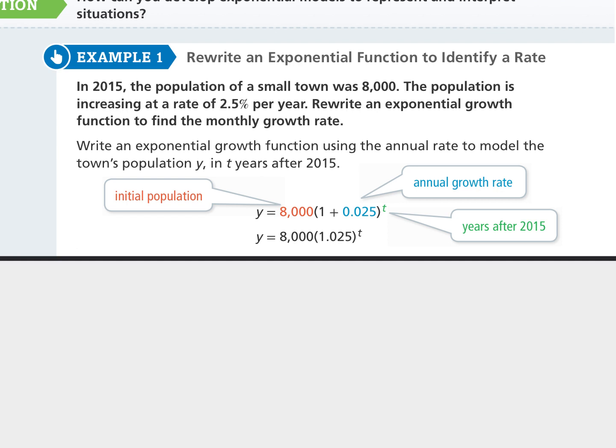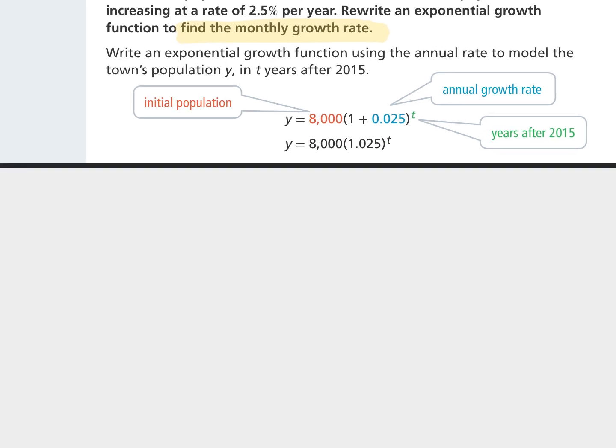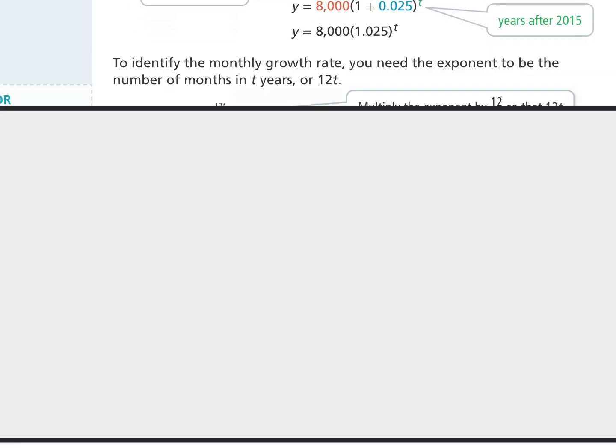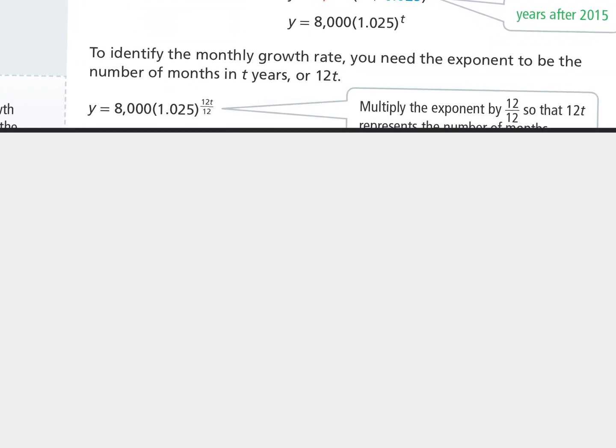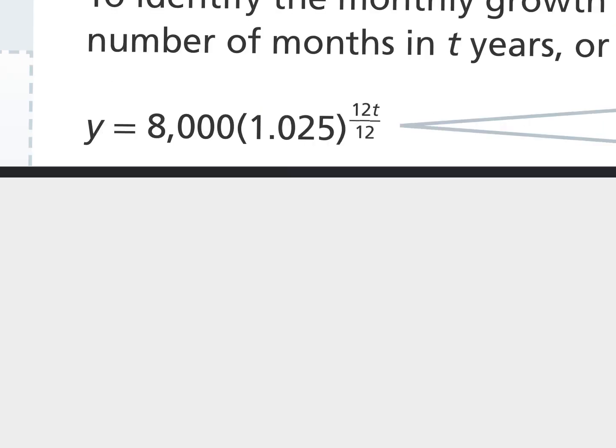So now notice that this problem is actually asking me to find the monthly growth rate. So I'm needing to change this from years, because that's what I know so far, into months. And we're going to do that using exponent rules. So notice the first thing that we're going to do here is rewrite the exponent to be 12 over 12. That hasn't actually changed its value because that still means 1, but 12 is the number we're picking because there's 12 months in a year.